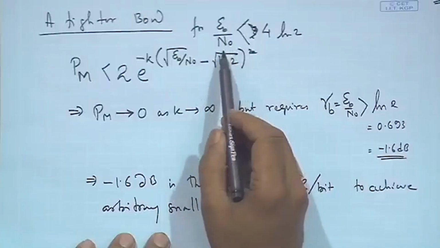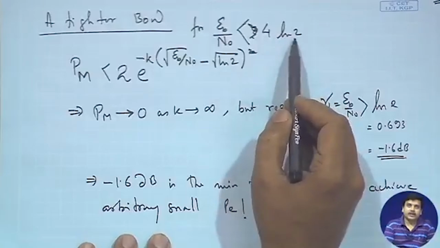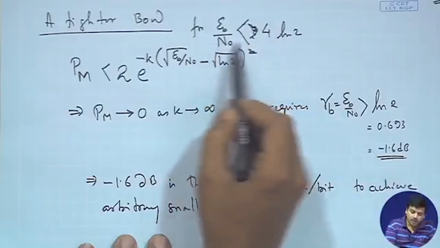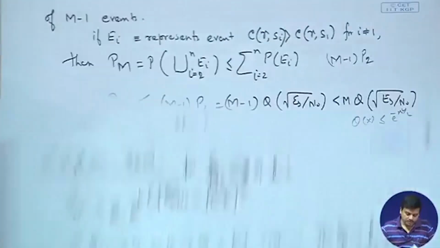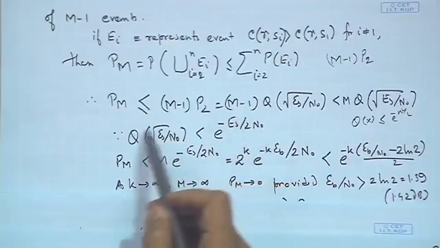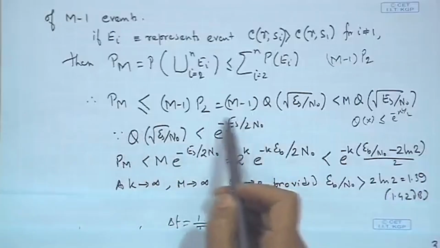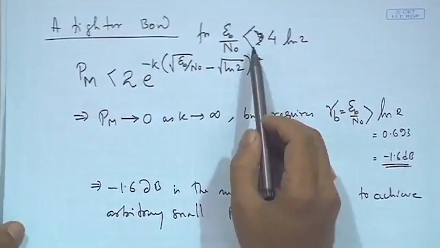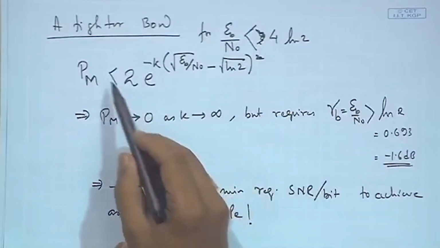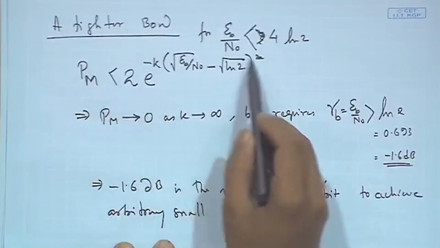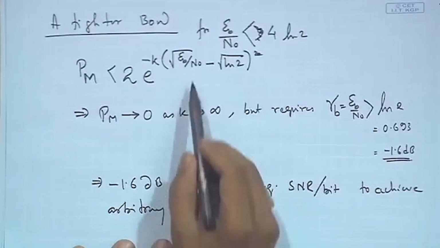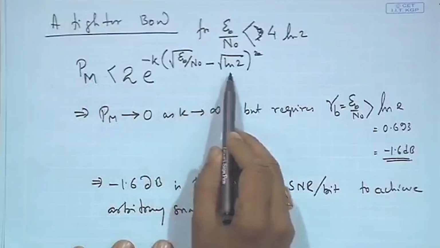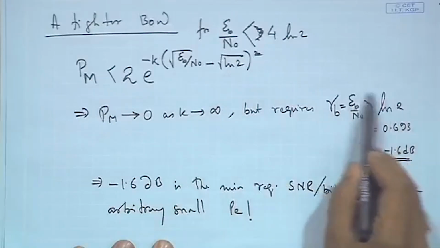So, a tighter bound is for Eb by N naught less than ln 2. As of now, let us take that somebody has derived this and we are using this result. For the lower SNR regime, the approximation that we have used is not a very good approximation. This approximation is good for larger values of Eb by N naught. So, for the low SNR region, the probability of error can be upper bounded by this expression, where this condition is true only when Eb by N naught is greater than ln of 2.